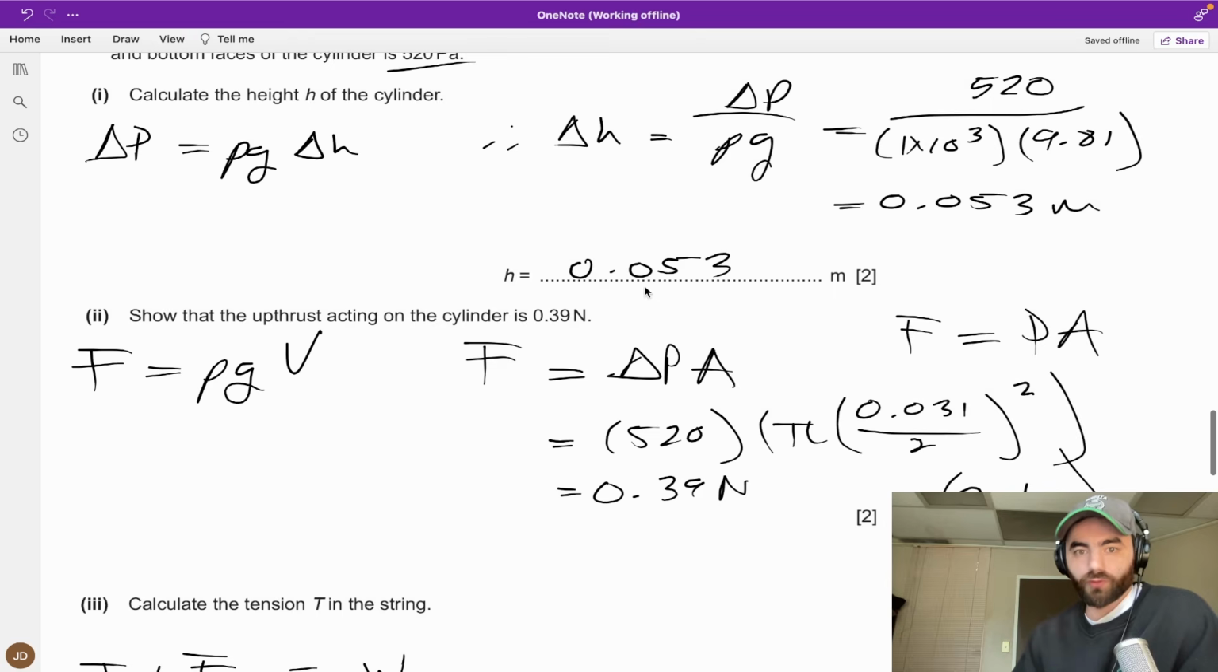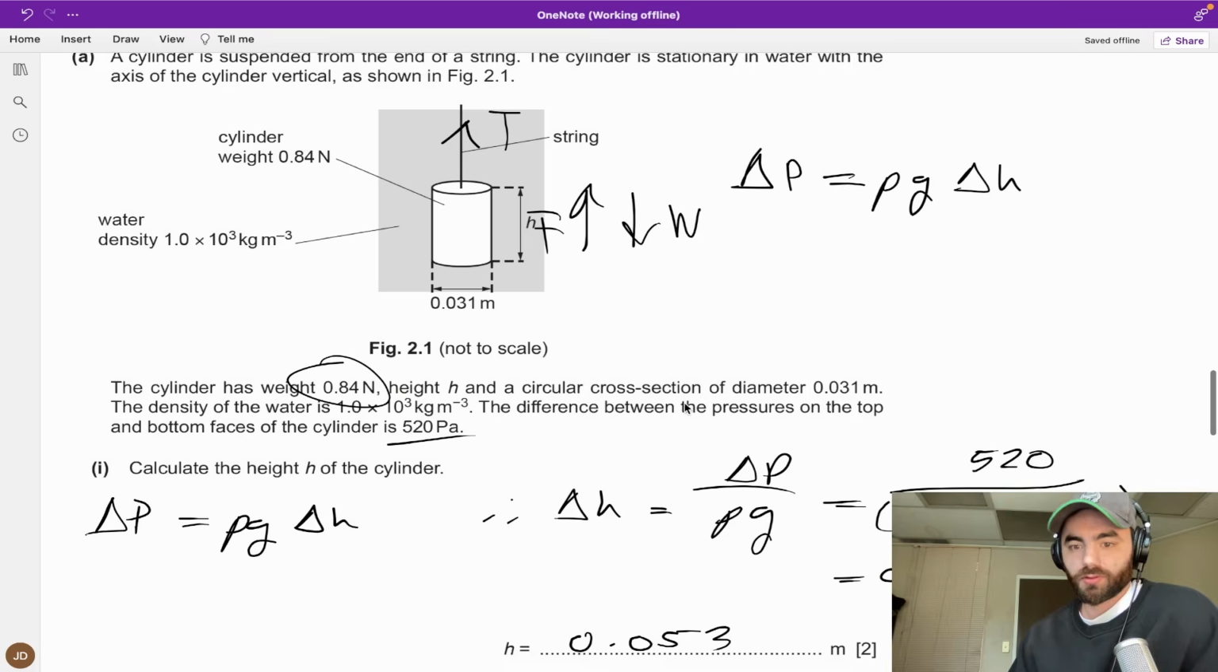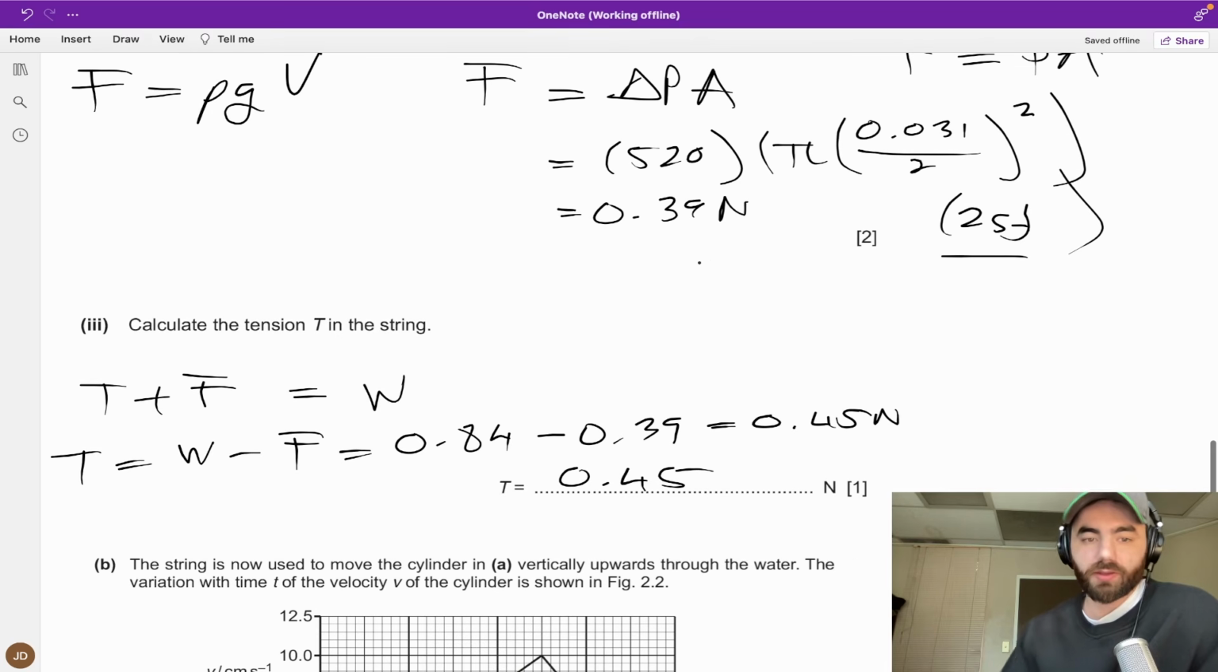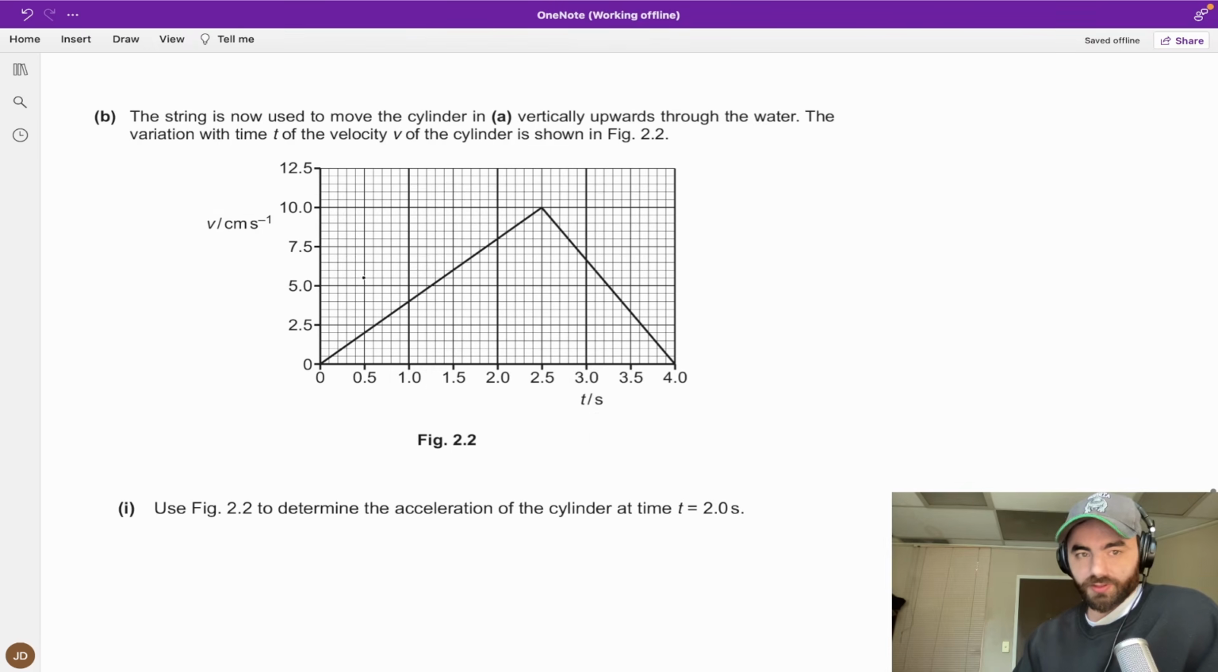Right, all I did is resolve the forces. I know it's at equilibrium, so the sum of all the forces in the vertical direction is going to be 0. Well, the up forces are going to equal the down forces. Okay, so I calculate that. This comes up quite a bit. Summing forces. Forces are important in physics.